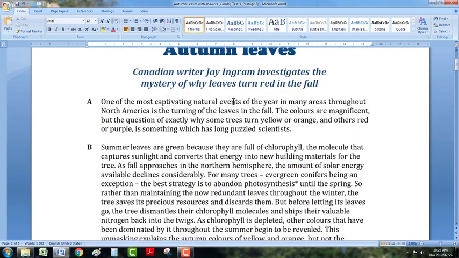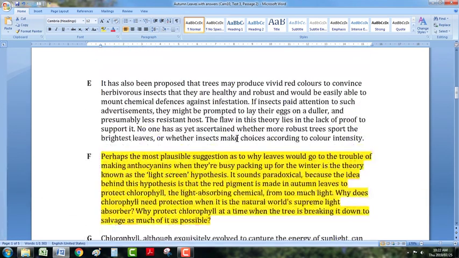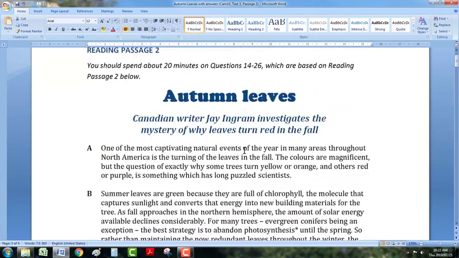So you could start. You can look through A quickly, but I would really want to get into B as soon as possible. Some leaves are green because they are full of chlorophyll. Immediately I see chlorophyll. And now we would want to see explanation of the function of chlorophyll.